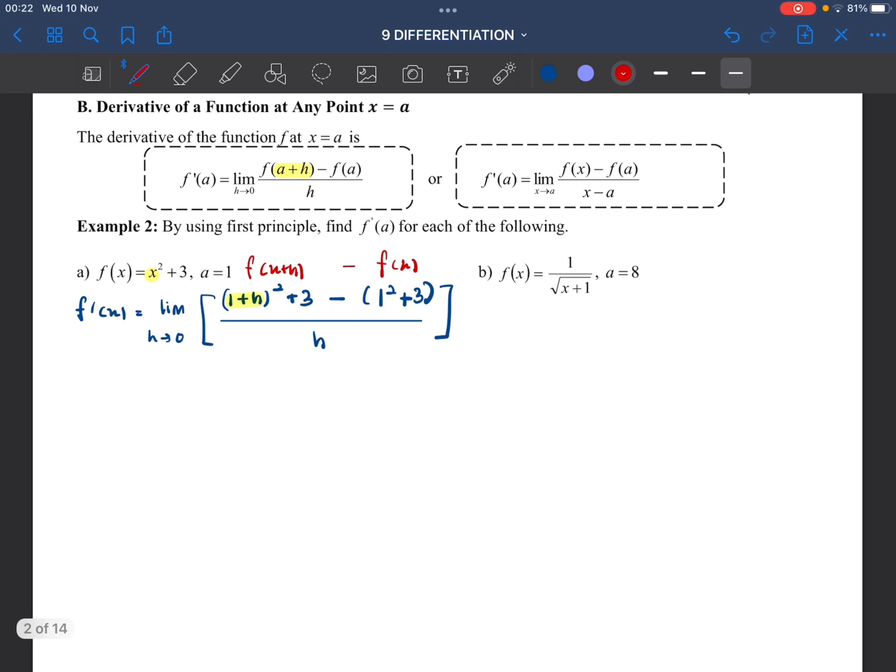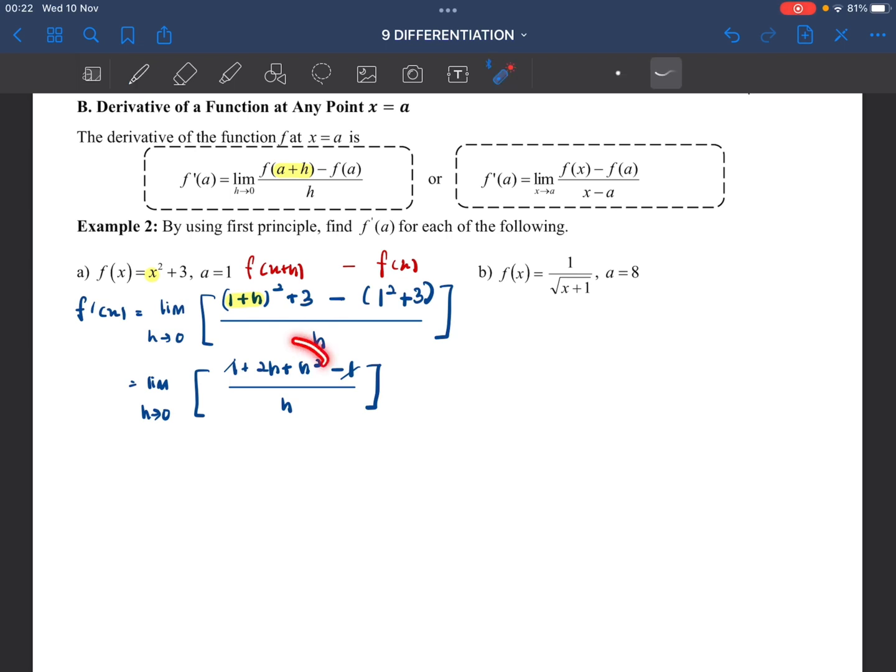Alright, so now nilai dekat atas tu kita boleh expand, so we are going to get the limit as h approaches 0. We have 1 plus 2h plus h squared plus 3 minus 1 minus 3. That's going to be minus 1. Okay, betul ke? Minus 1. Alright, so over h. Okay, so now 1 minus 1 obviously 0. 1 minus 1 akan dapat kosong.